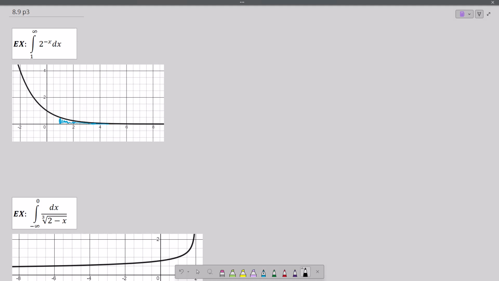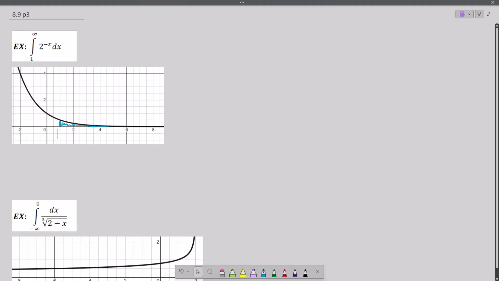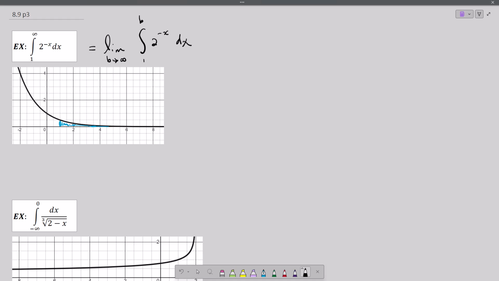So, with an improper integral, the very first word that you write down is limit, as, depending on the letter. Usually for an upper limit of integration, we use a b. So we're going to create this definite integral from 1 to b. That's a definite integral. It's going to be a function of b, and then we just take the limit as b goes to infinity.